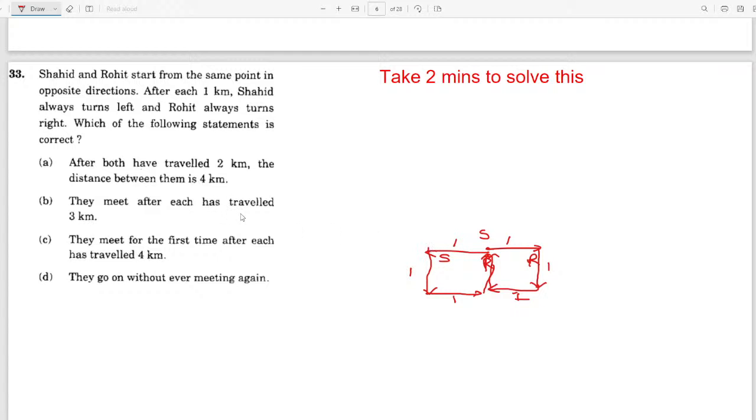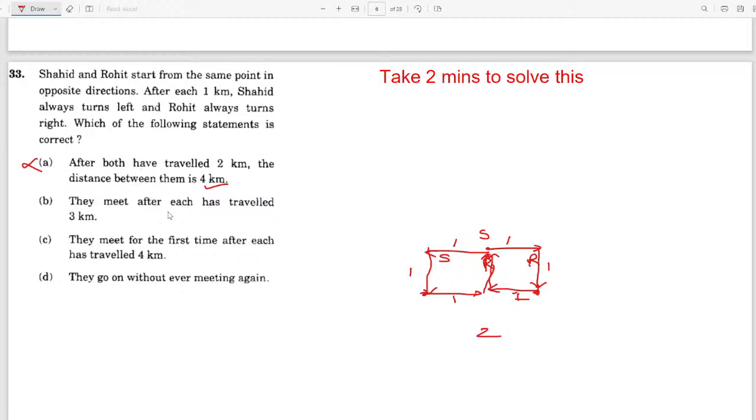Now we'll see the statements here. First statement is after both have traveled 2 kilometers, the distance between them is 4 kilometers. So after they have traveled 2 kilometers, Shahid is here, Rohit here, and the distance between them would be 2 kilometers. And here they have given the distance between them is 4 kilometers. And clearly this is wrong.